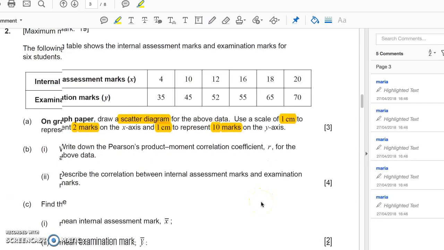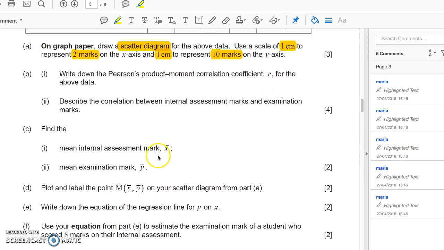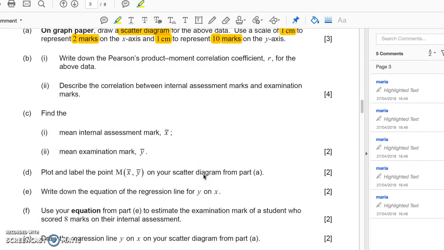Next question, C, find the mean internal assessment mark and the mean examination mark. So again, for these ones, we need to go to the calculator.